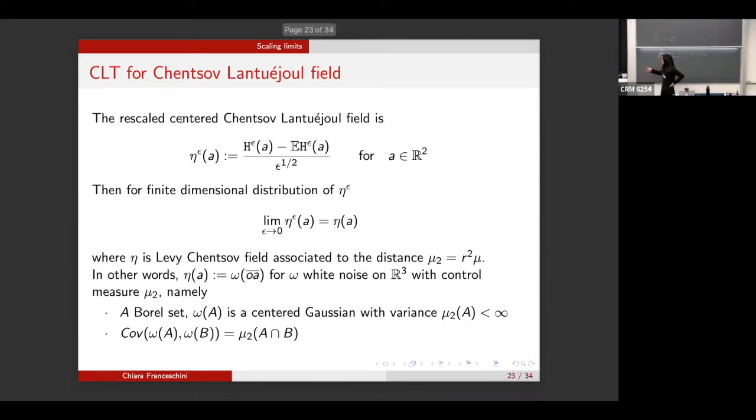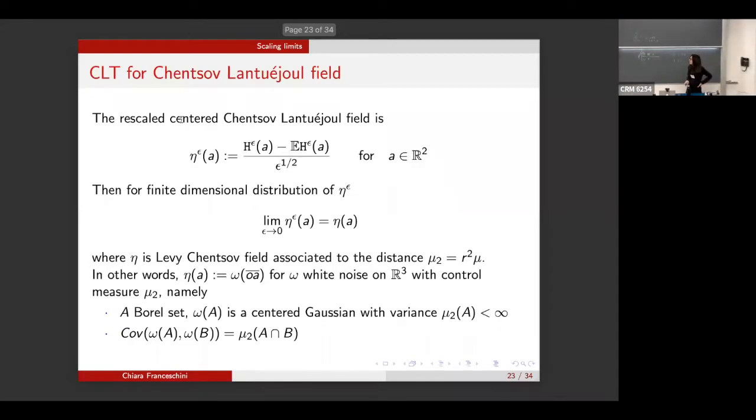which is defined in terms of a white noise, for which the control measure is exactly mu2. So W, or W bar, is the white noise, meaning that W of a Borel set is a random variable distributed with a normal distribution of mean 0 and variance given by the control measure of the white noise. And you can also define the covariances. And again, Campbell's theorem gives you the variances of the eta. Okay, so this was the law of large numbers and central limit theorem for this H field.